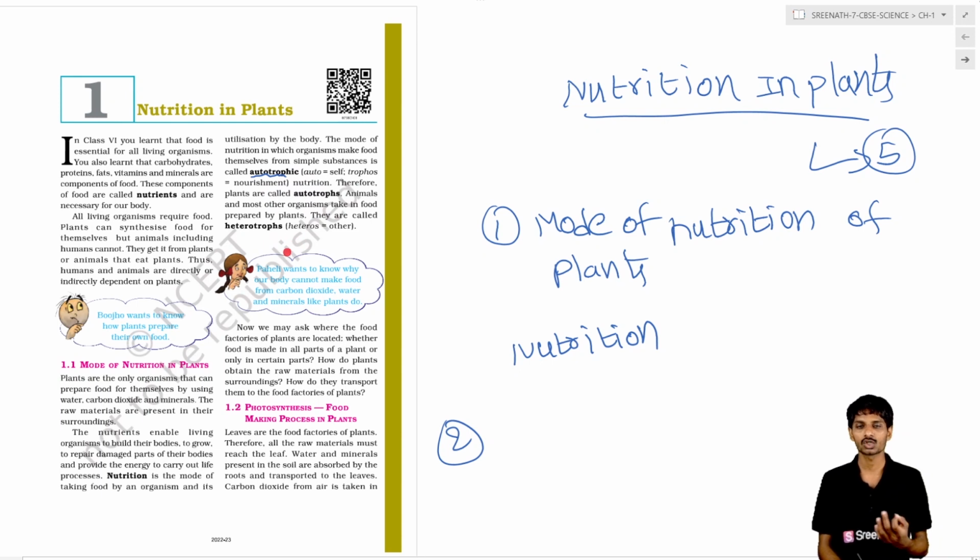The next one is heterotrophic nutrition, in which plants or organisms depend on other plants. That is called heterotrophic nutrition, and those organisms are called heterotrophs. This is the first topic. Next topic is photosynthesis, the food making process in plants.